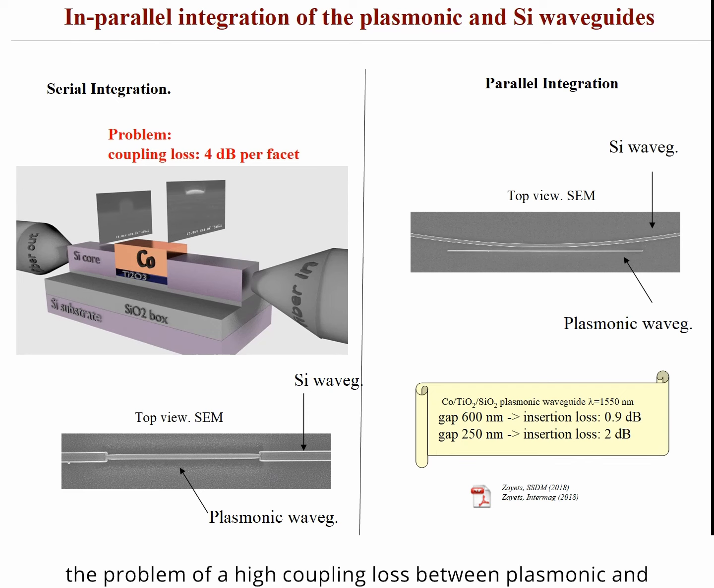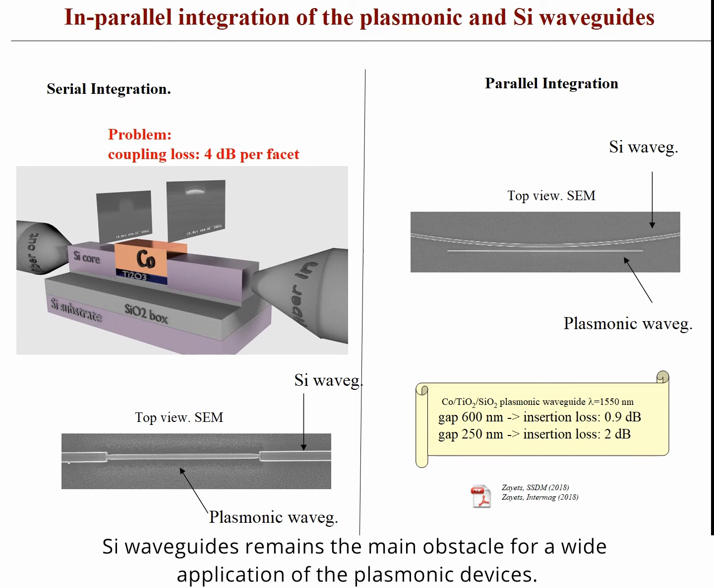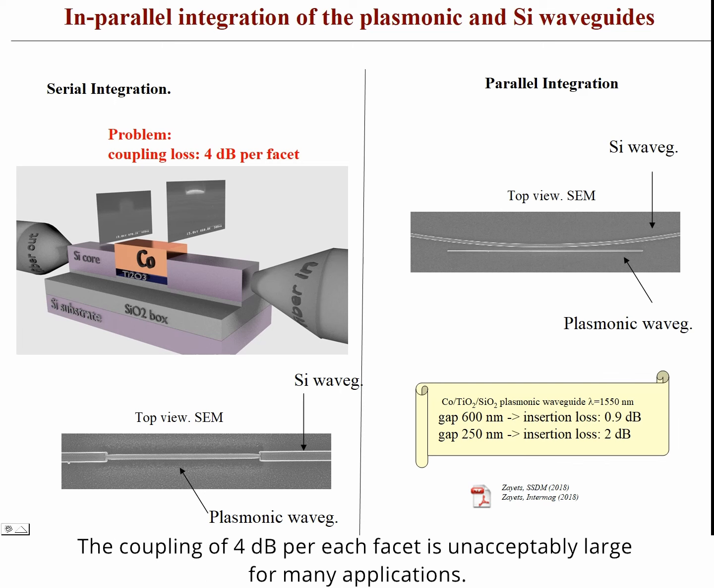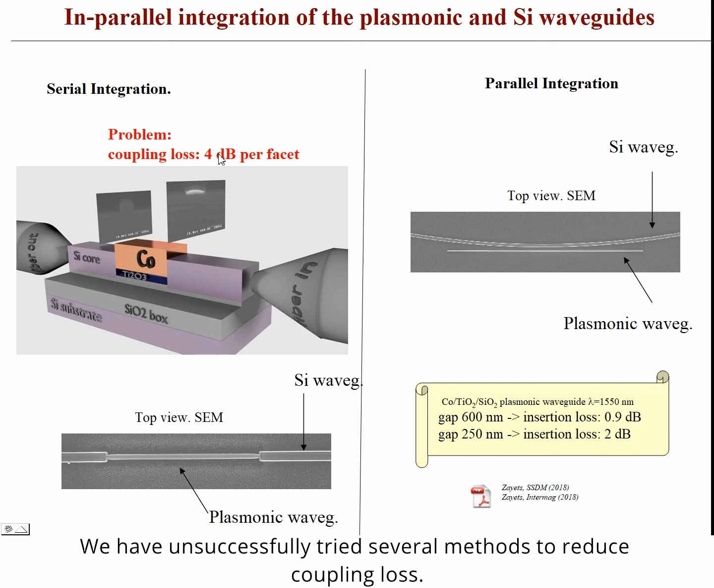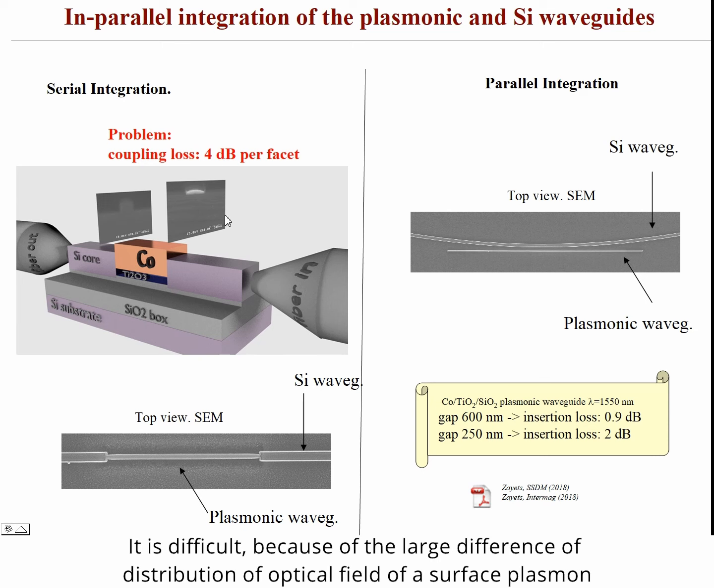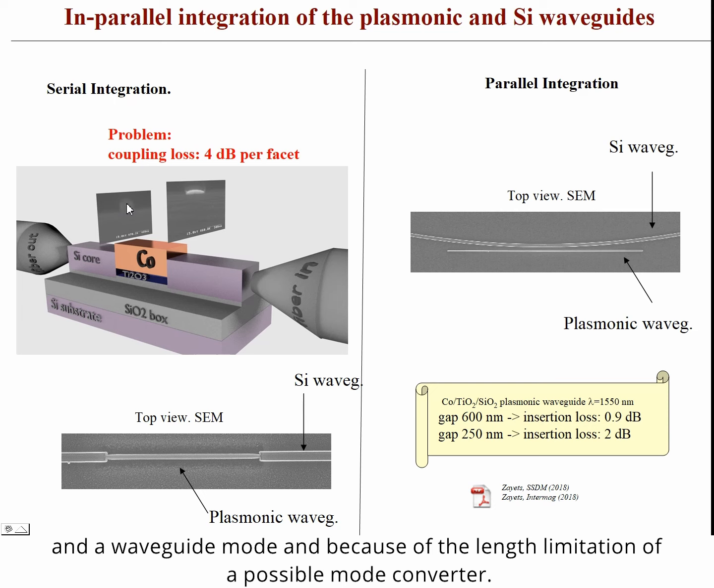The problem of high coupling loss between plasmonic and silicon waveguides remains the main obstacle for wide application of the plasmonic devices. The coupling of 4 dB per each facet is unacceptably large for many applications. We have unsuccessfully tried several methods to reduce coupling loss. It is difficult because of the large difference of distribution of optical field of surface plasmon and waveguide mode, and because of the length limitation of possible mode converter.